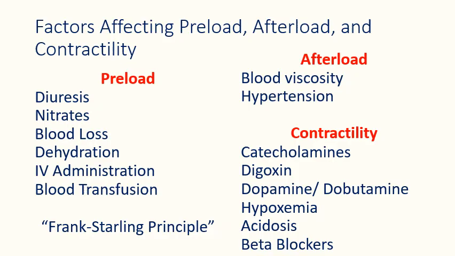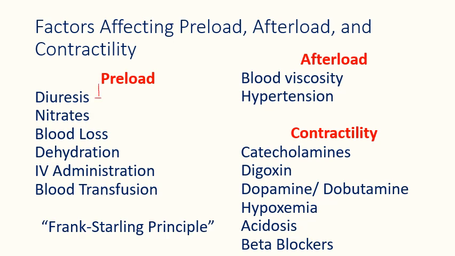Let us review some of the factors that might affect the preload, afterload, and contractility. For the preload, remember that the preload is the amount of blood present in the ventricles at the end of the diastole. That's why your preload is also referred to as ventricular end-diastolic pressure. Let's talk about diuresis. When your patient is taking diuretics, what happens to the amount of blood? The blood volume is decreased. Okay, because of that, your preload is also expected to decrease.